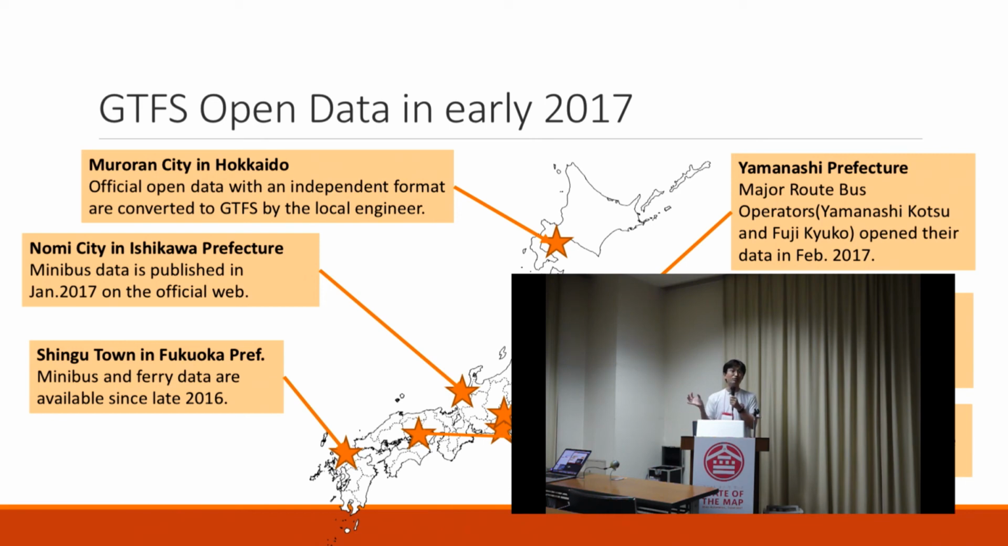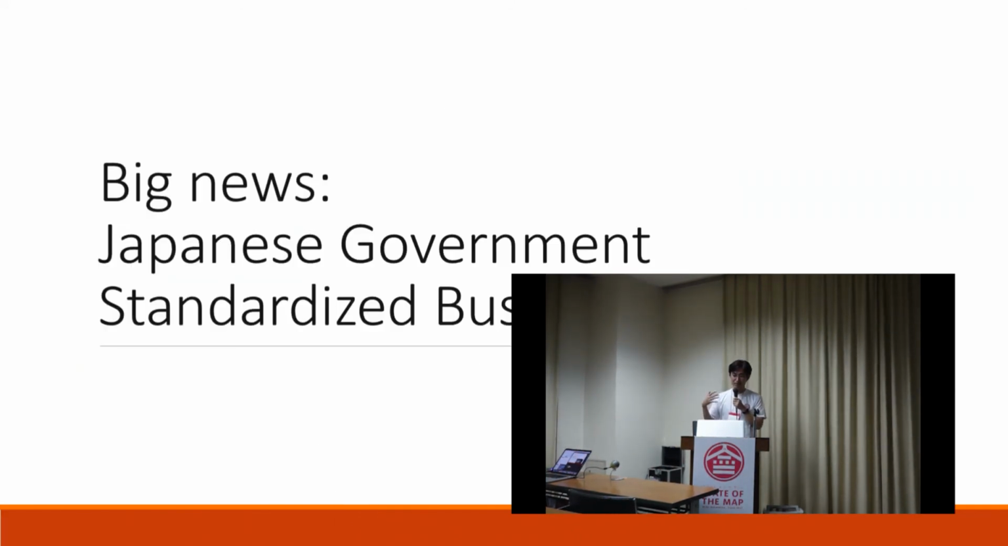And there are university researchers who have a strong motivation for public transportation, and they started to open their data together with students. So this is not my result, but this is done by many key persons in each area independently, but we are sharing the vision and we are sharing the motivation. So this is the situation in early 2017, and big news happens. The Japanese government standardized the bus data format.